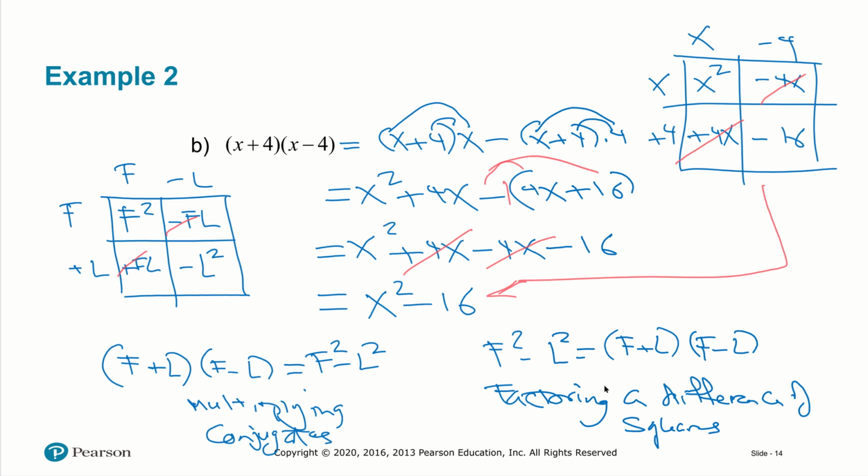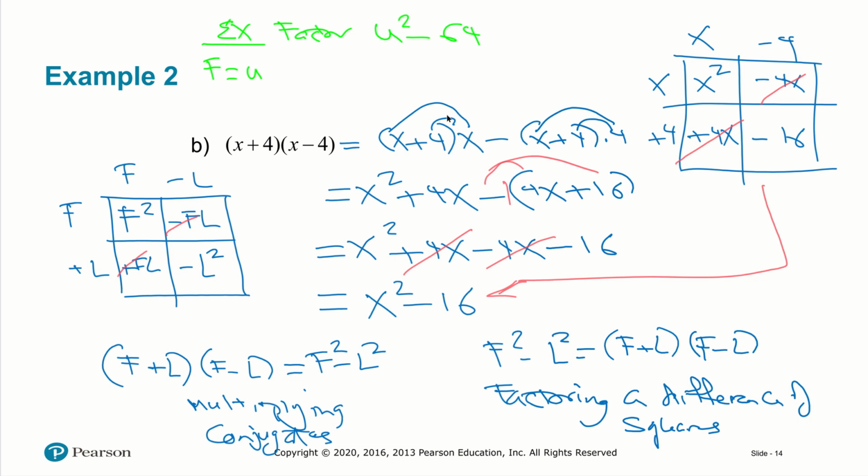Now, with this formula that we've given here, you should be able to take an expression that has that form and then factor it out as the product of these two factors. So, for example, if I say to you factor u squared minus 64, you notice that what's playing the role of f here is u, and what's playing the role of L here is 8.